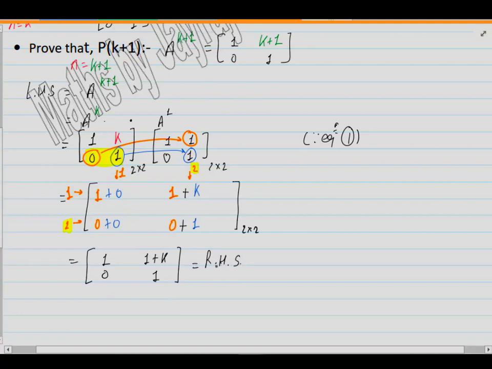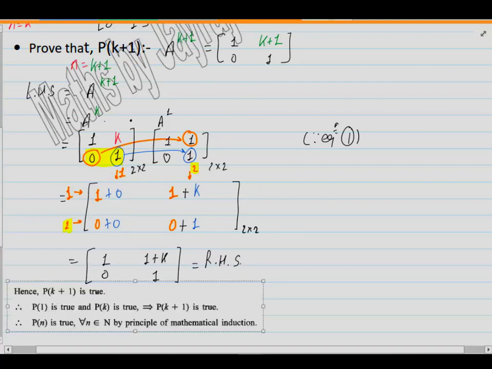So here we can say P of k is true. P of 1 we already made true. P of k is true, therefore P of k plus 1 is also true. Therefore P of n is true for all n belongs to capital N by PMI. So P of n, which is A raised to n equals [1, n; 0, 1], is true, hence proved. Tada!